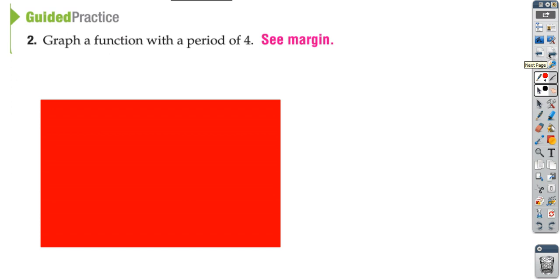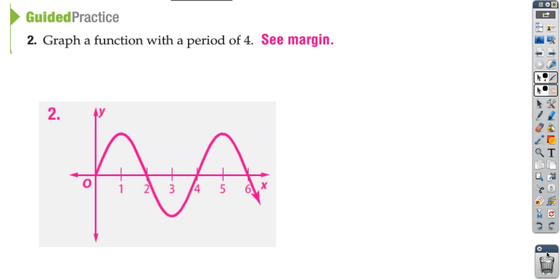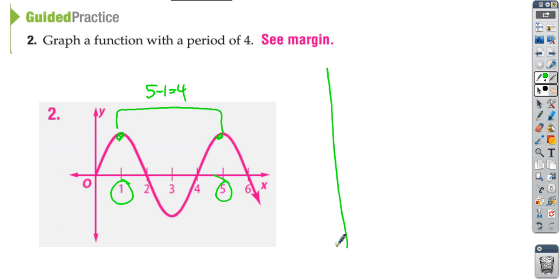Alright, this one says graph a function with period of 4. I'm just going to show you the picture. Why does this have a period of 4? Well, you can graph any function that repeats every 4. Here's why, because if you go from peak to peak, this starts at 1, it goes to 5. What's that distance? That distance is 4.